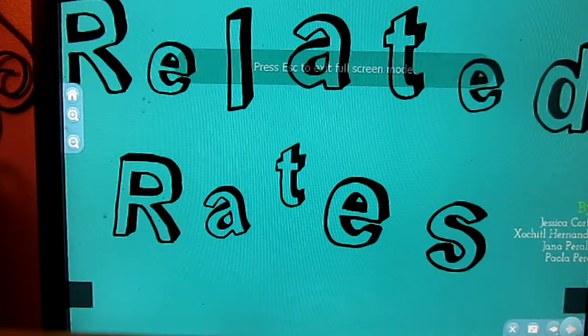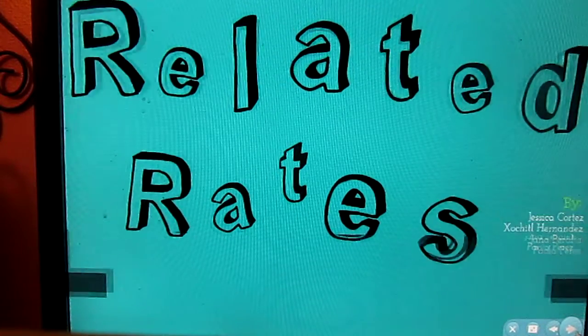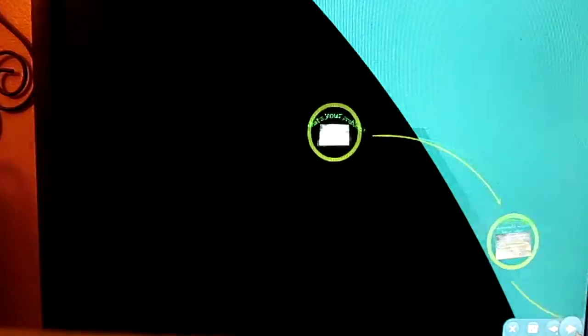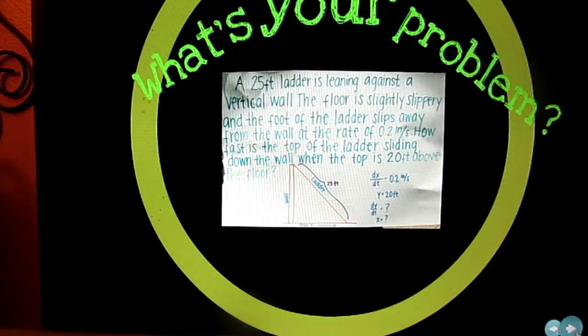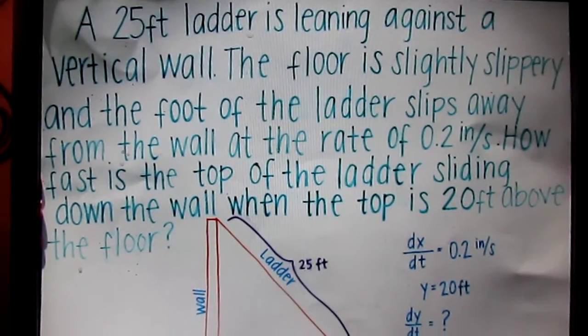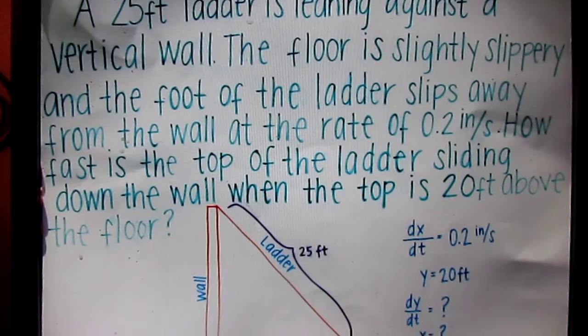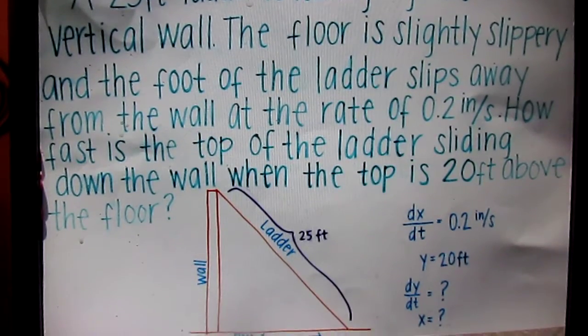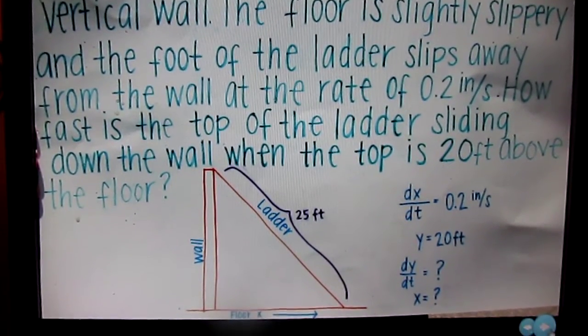Related rates. Word problem: A 25-foot ladder is leaning against a vertical wall. The floor is slightly slippery and the foot of the ladder slips away from the wall at the rate of 0.2 inches per second. How fast is the top of the ladder sliding down the wall when the top is 20 feet above the floor?